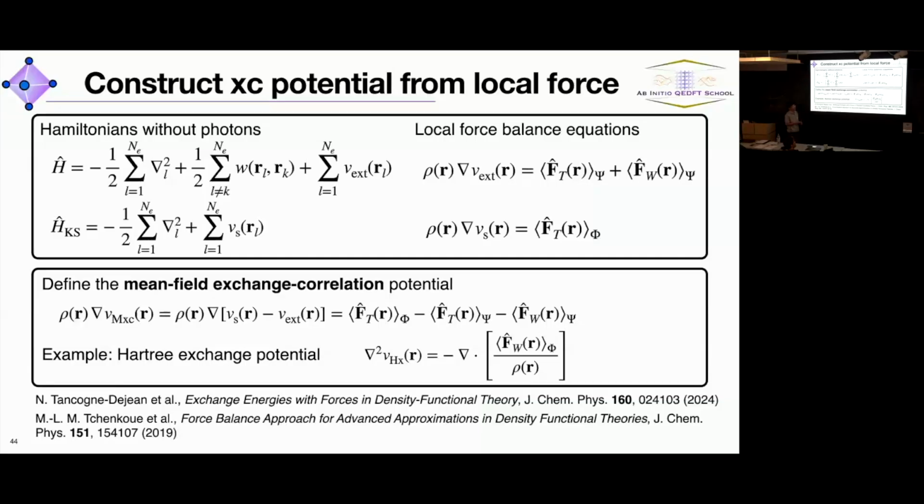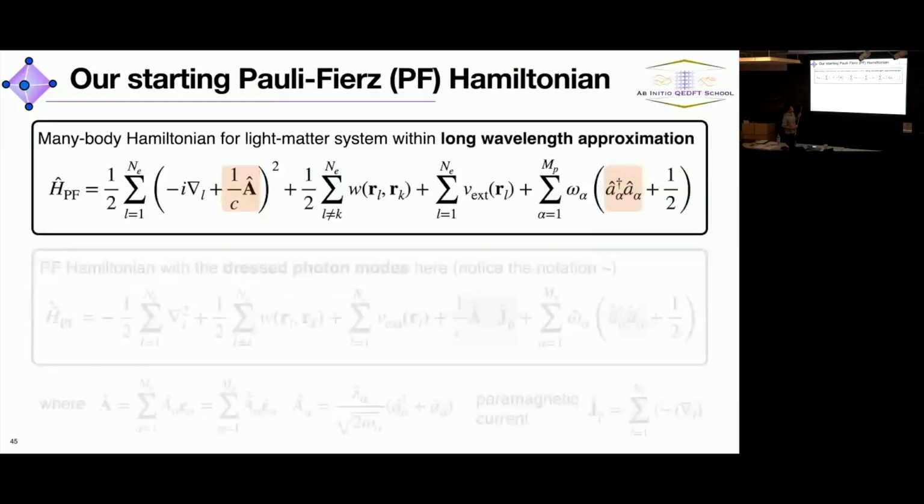Okay, so now we are going to include the photon field, and from there, I think you have some idea about how to construct the electron-photon exchange correlation potential. Okay, so this is our starting point. This is a Pauli-Fierz Hamiltonian within the long wavelength approximation.